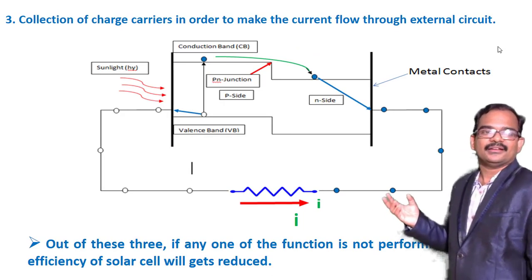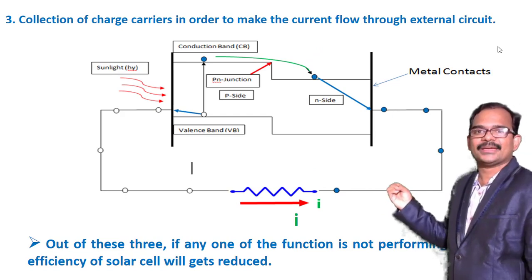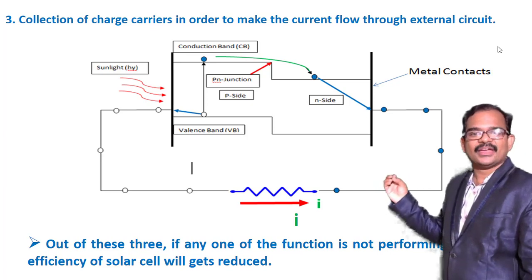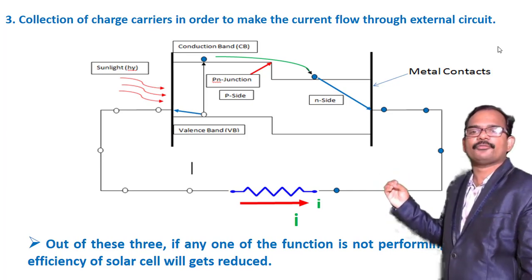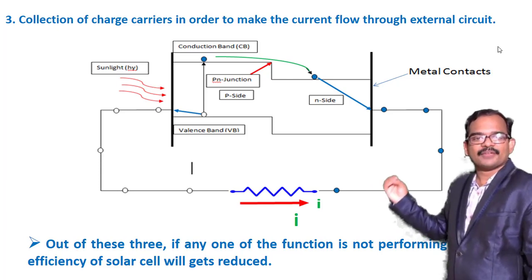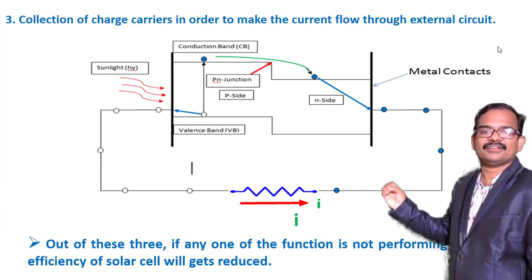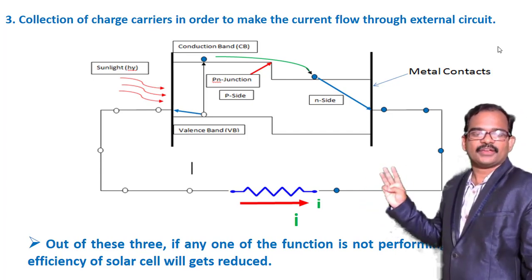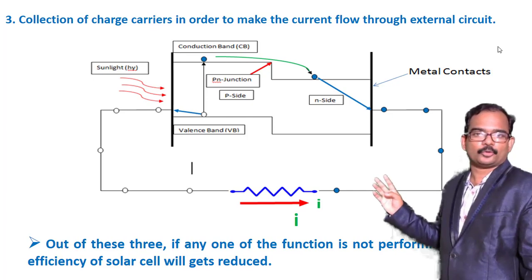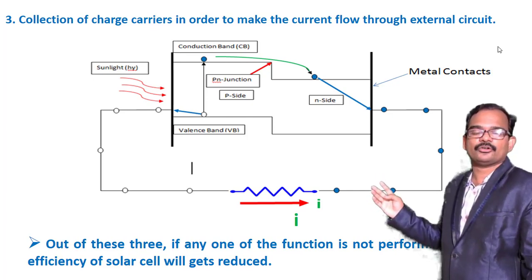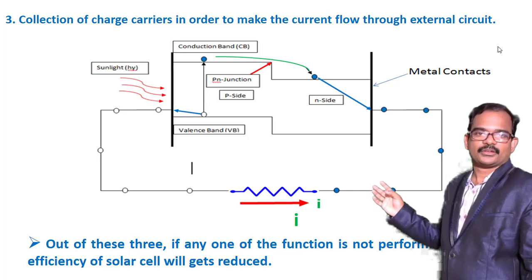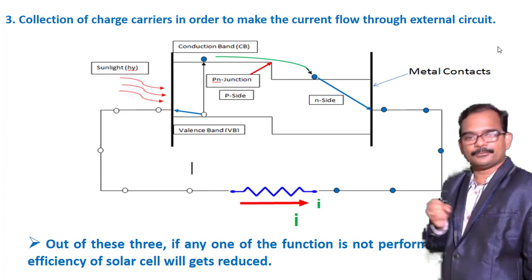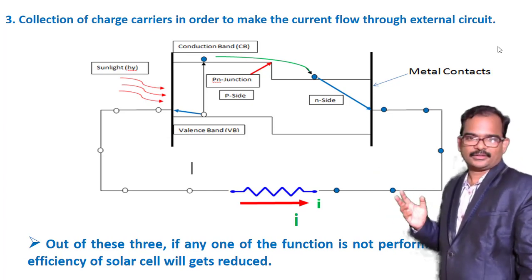The third one is the collection of charge carriers in order to make the current flow through the external circuit. Out of these three, if any one of the functions is not performing well, then the efficiency of the solar cell automatically gets reduced. So by using the metal contacts, you are collecting the charge carriers and making them flow through the external circuit here. You can see it in the diagram.